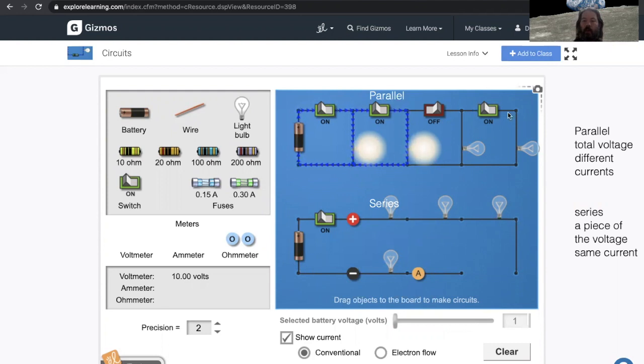Whereas in parallel, if I break one part of the circuit, only a few pieces fail. So why might that be important? Put that as your next question in the Pear Deck.